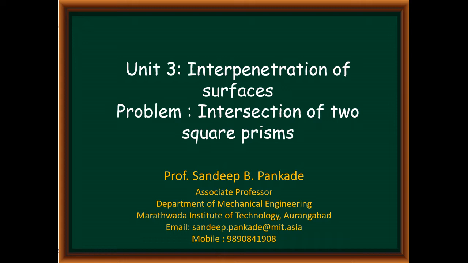The line of intersection between the two prisms is therefore a closed figure composed of a number of such lines meeting at the vertices. It is determined by locating the points at which the edges of one prism intersect the edges of the faces of the other prism and then joining them in the correct position. Let us see problem number 2 for the interpenetration of the surfaces.